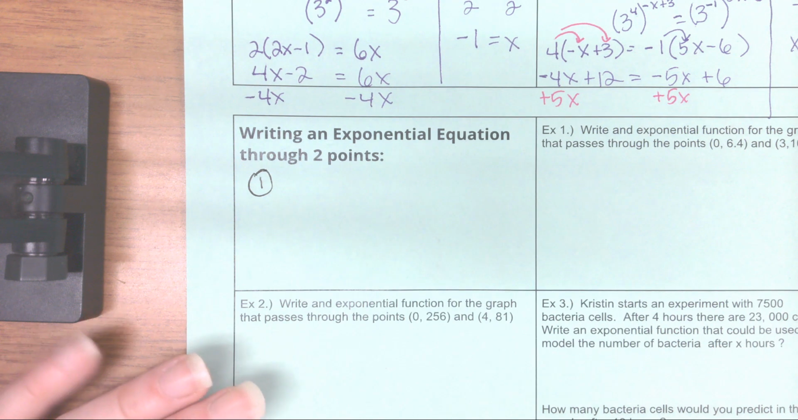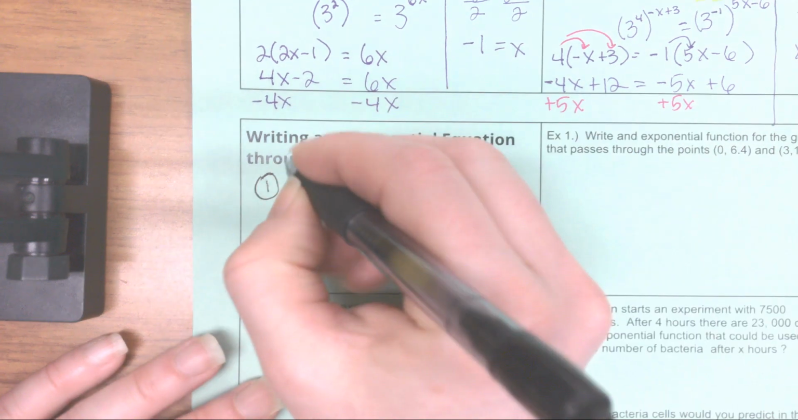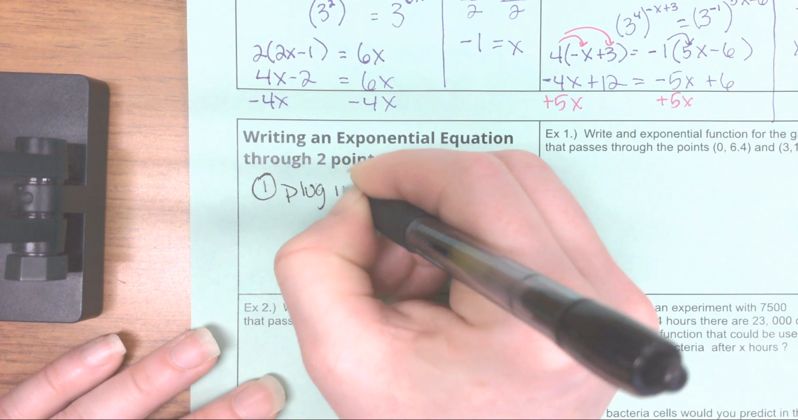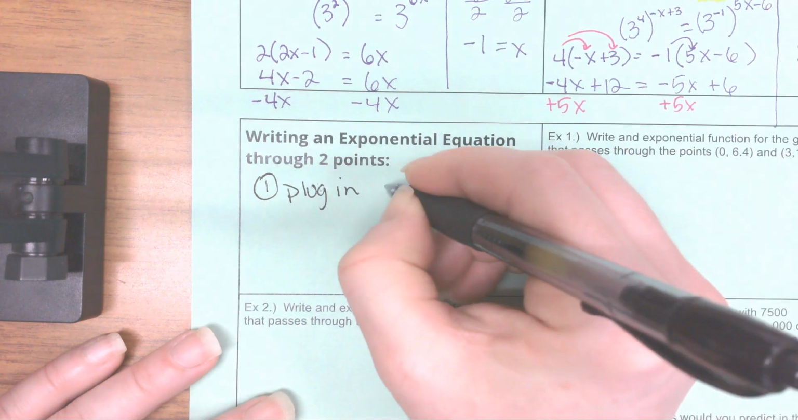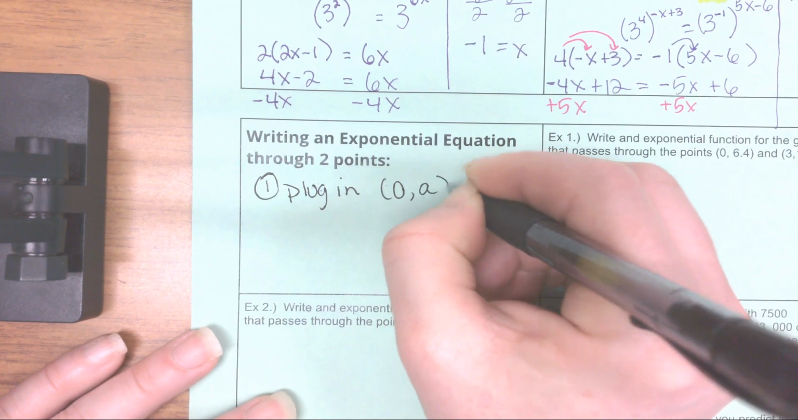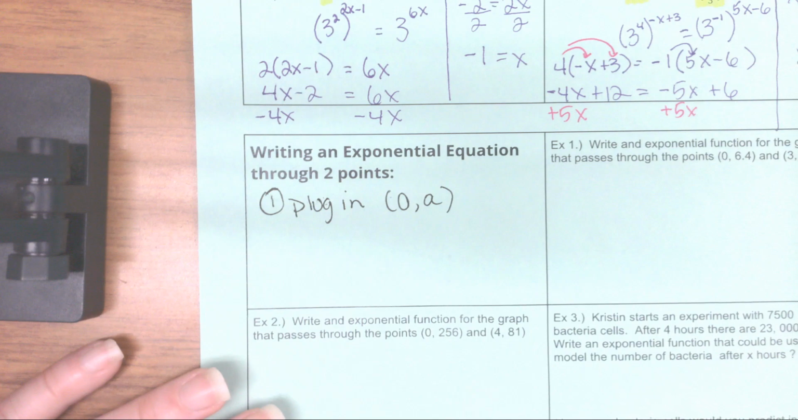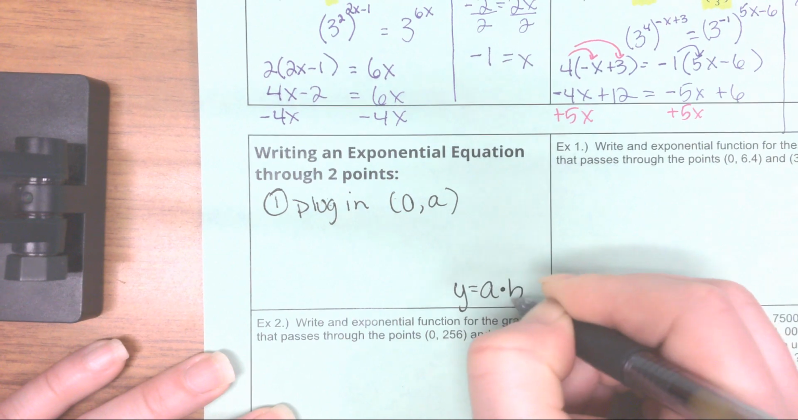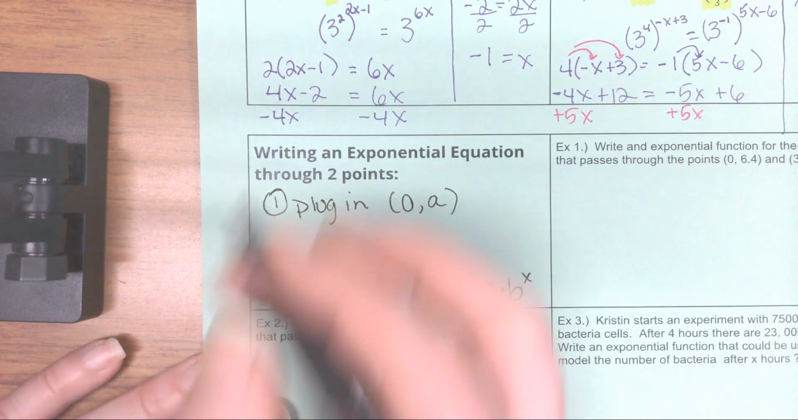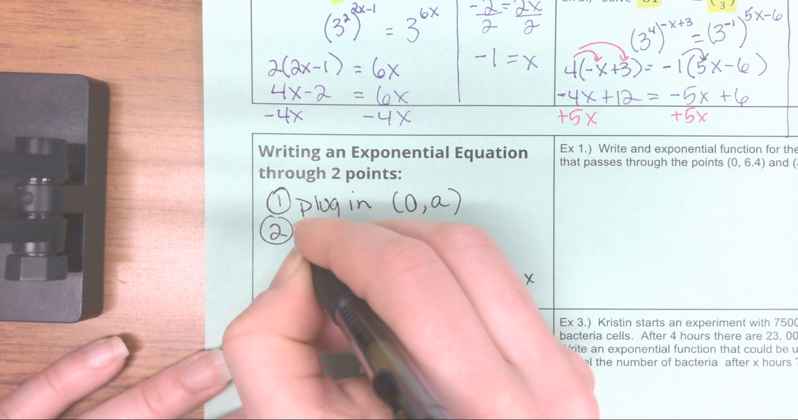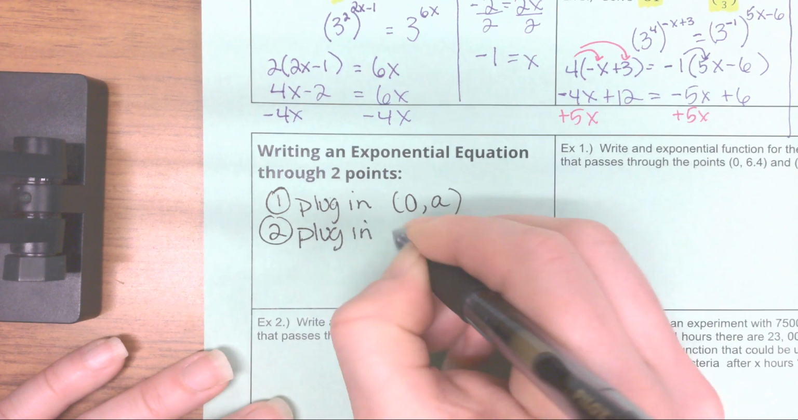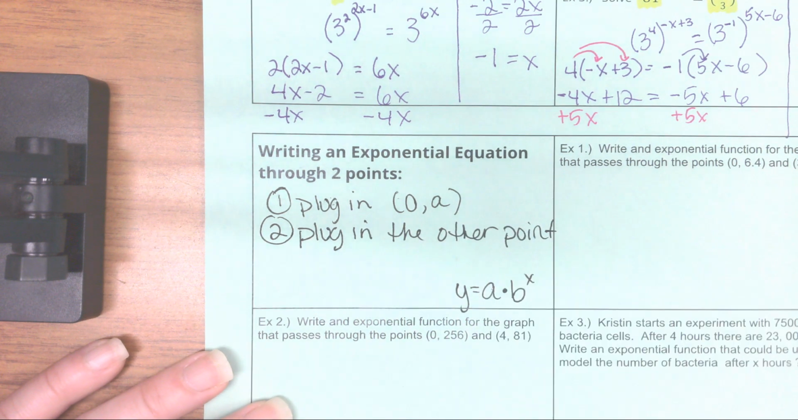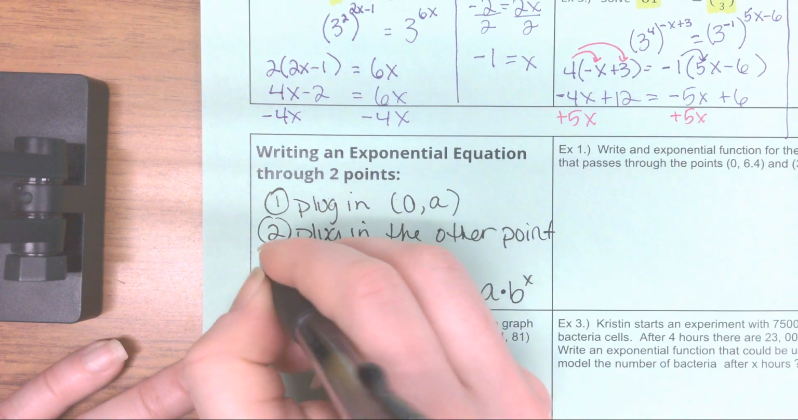So the very first thing you're going to want to do is plug in the point (0, a). We're dealing with the equation y equals a times b to the x. Then after you do that, you're going to plug in the other point. And then the last thing we're going to do is solve for b.